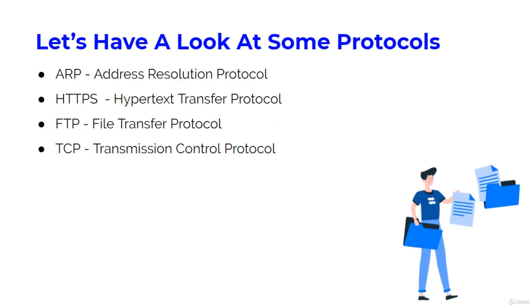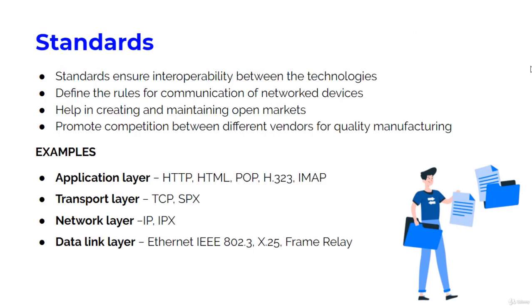Now, here are some examples of protocols: ARP, that is Address Resolution Protocol, HTTPS, and FTP, that is File Transfer Protocol. Don't worry, we are going to explore all these protocols in the next lectures. And here come the standards, which are agreed upon rules. Standards are essential in creating and maintaining an open and competitive market for equipment manufacturers and in guaranteeing national and international interoperability.